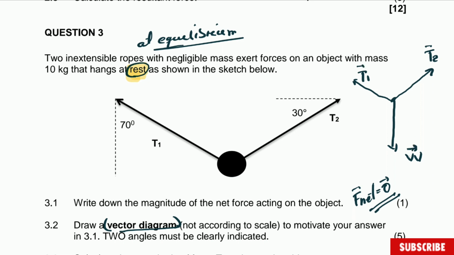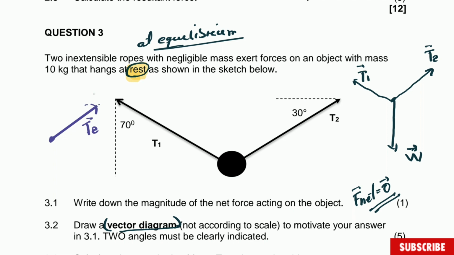They want a force diagram to show that the net force is equal to 0. So all you have to do is add the vectors head to tail, starting from here, tail to head. So let's draw first, for instance, T2. Let's start with T2. You can start with any one. This one here is T2.